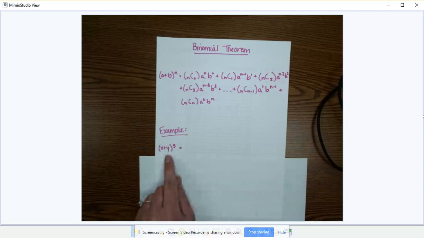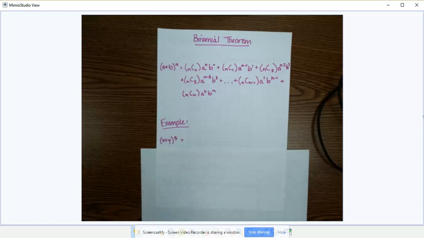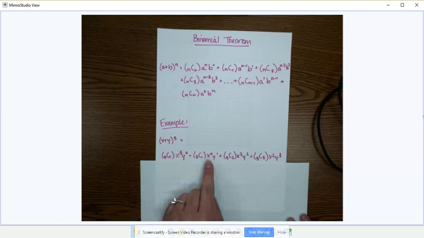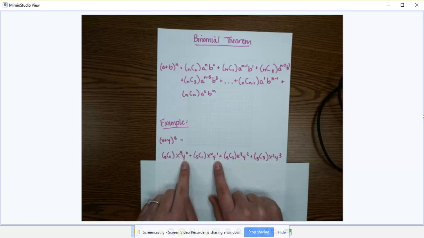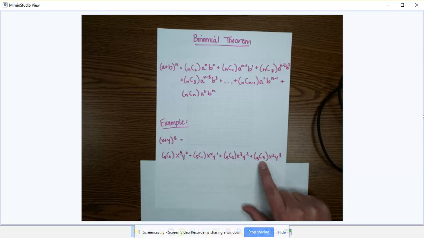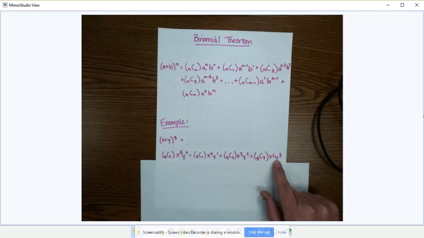So we're going to try to make that make a little more sense. We're going to take (x + y) to the 5th power. We're going to follow this pattern. It would be 5 choose 0, x to the 5th power, y to the 0. Plus 5 choose 1, x to the 4th, y to the 1st. X decreases a power, y increases a power. Plus 5 choose 2, x cubed, y squared. 5 choose 3, x squared, y cubed.